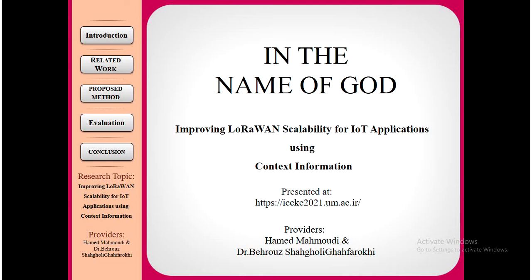Let us start by taking a look at what we want to talk about in this presentation. As you can see on the left side, we will have an introduction. Then I'll give you some background information about the topic. In the related work section, we introduce what we have done in this research in the proposed method part. Then we evaluate our proposed method with a scenario that I will talk about in the evaluation section. And finally, in the conclusion part, we state the conclusion and obtained results.